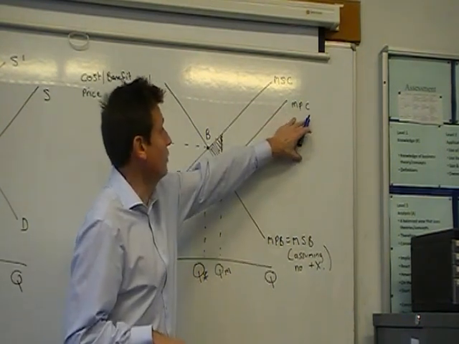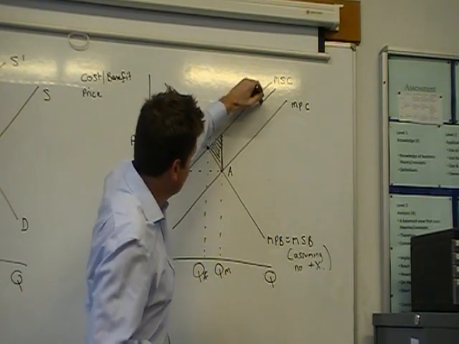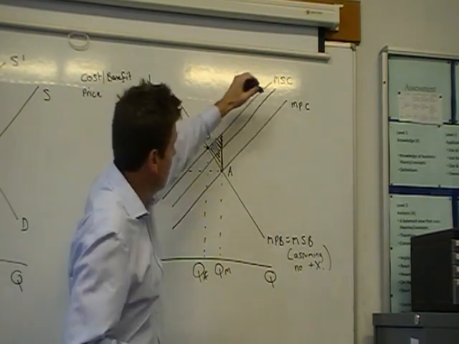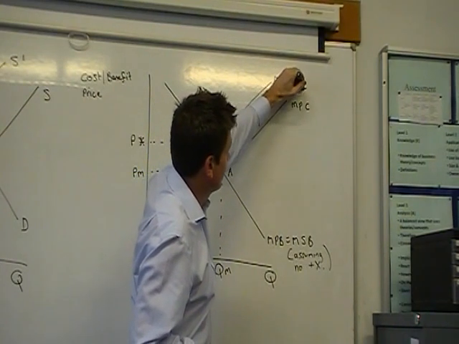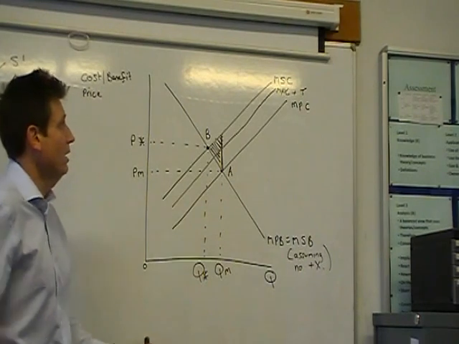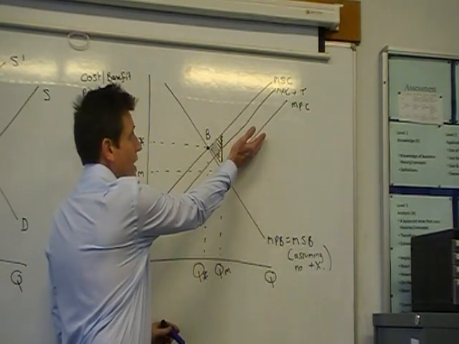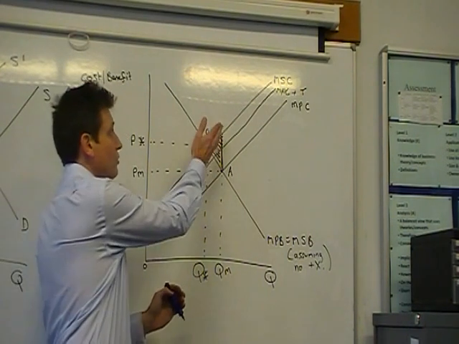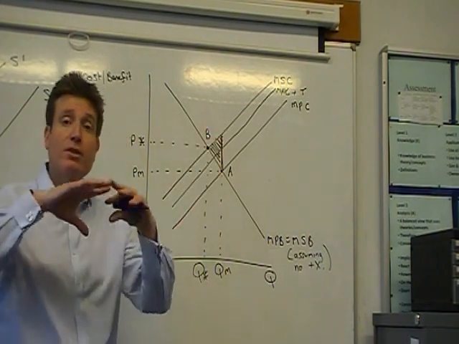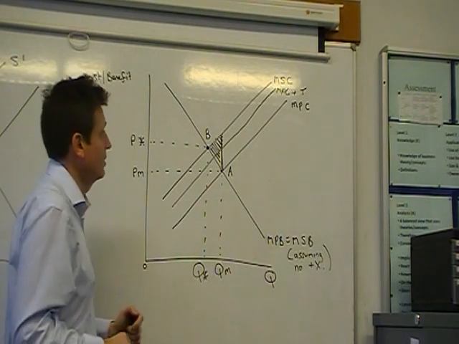So marginal private cost. If we add in a new line, we'll add it there, and we'll call it marginal private cost plus tax. Okay, so what we've shifted, of course, is the marginal private cost curve so that it's nearer the marginal social cost curve. We're trying to internalise the negative externality.